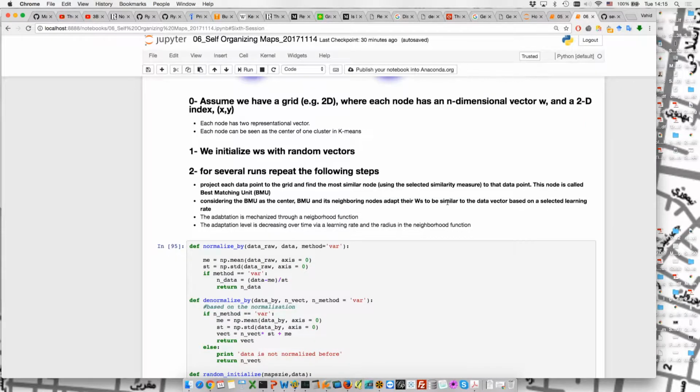And then you find the most similar node to this data point. This node is called the best matching unit. This is the way Kohonen explained it: it's a kind of competition. These nodes are competing with each other to be the winner, and because of that it's called best matching unit, the winner in this game. Then this BMU becomes the center. The BMU and its neighboring nodes adapt their weight vectors in a way that if next time the same data was projected, they become the winner. So it's a very greedy algorithm.